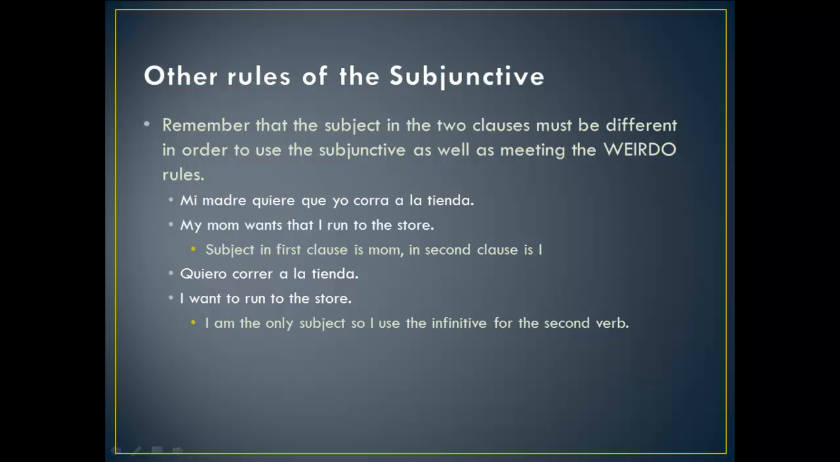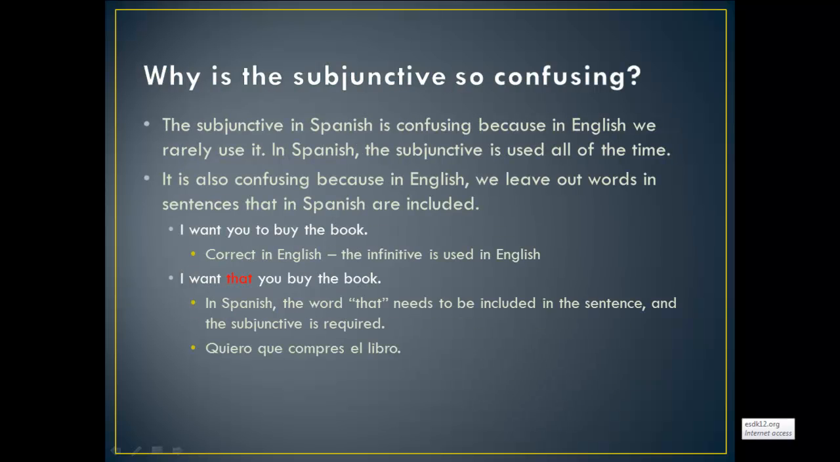Now when I say quiero correr a la tienda, I want to run to the store, I am the only subject, so I use the infinitive for the second verb, okay? I don't need a que, I don't need anything else in there. There's no doubt, there's no second subject. It's just me. I'm the only one who's doing the action.